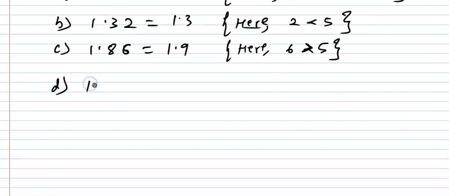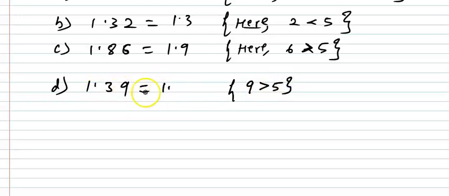Just take one more example. D: if I write 1.39, here this 9 is greater than 5 and we have to round off up to two significant digits. So I round it off and increase the preceding digit by 1, so it becomes 1.4, right? Getting it?